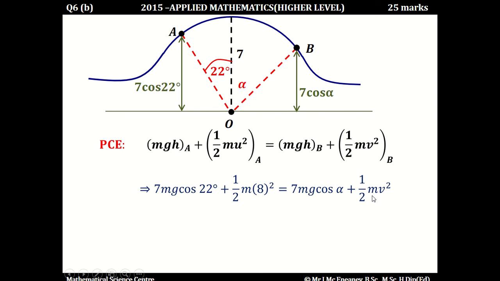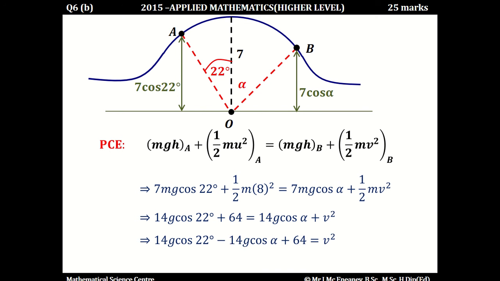Now the m's will cancel out everywhere, and if we multiply across by 2, you get 14g cos 22 plus 64 equals 14g cos of alpha plus v squared. So if you bring the 14g cos alpha over, it subtracts, and then with these two terms they've got a 14g in common. So if we factorize out the 14g, it means that v squared can be written as 14g on cos of 22 degrees minus the cos of alpha, plus 64. So we can label this as equation number 1.